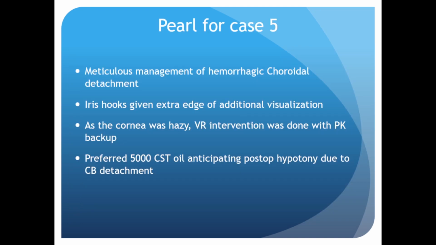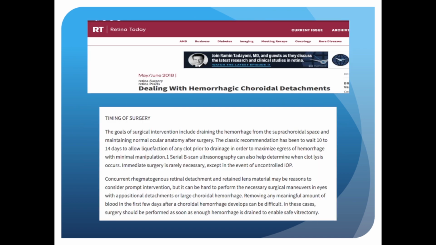So what we learned from this particular case: meticulous management of hemorrhagic choroidal detachment. Iris hooks we have used have given the extra edge for additional visualization. As the cornea was hazy, VR intervention was done with PK backup, but still we didn't transplant, we didn't go for PK. And we have preferred 5000 CST oil in this patient because we are anticipating that as the ciliary body detachment is there, post-op hypertony may occur.